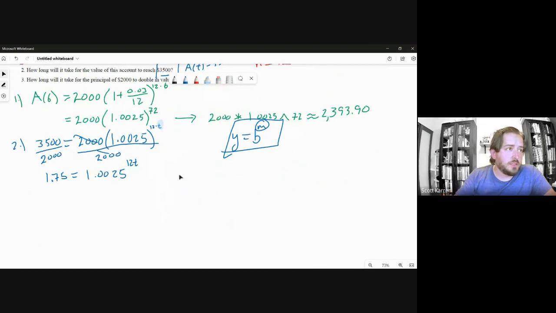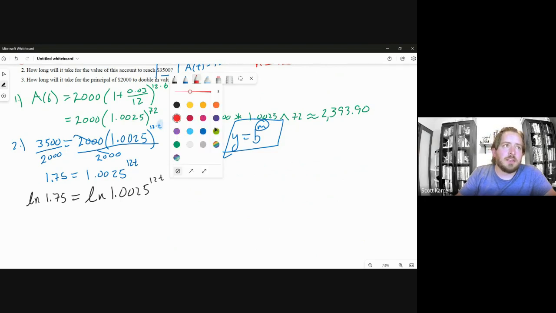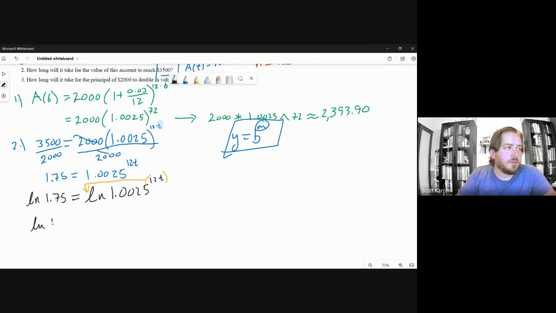But we've seen what to do with this. I'm going to take the log, either the natural log or the log base 10. It doesn't really matter, but I'll take the log of both sides. So I'll just do ln of 1.75 is equal to ln of 1.0025 raised to the 12t. And again, I specifically did that so that this exponent inside the natural log can come out in front as a multiplier. So I get 12t multiplied by the natural log of 1.0025.